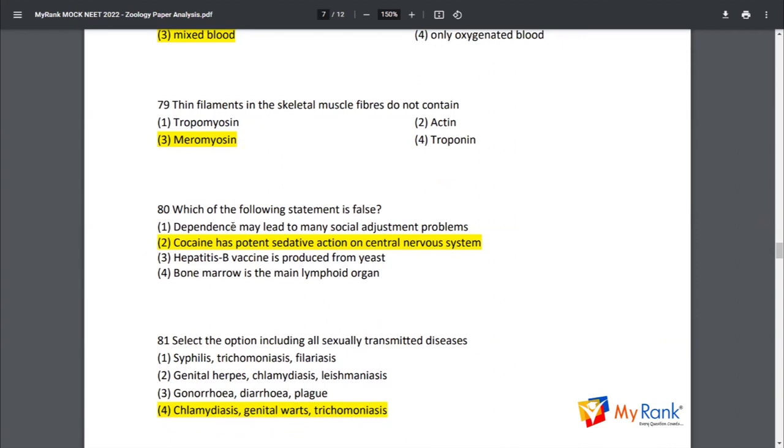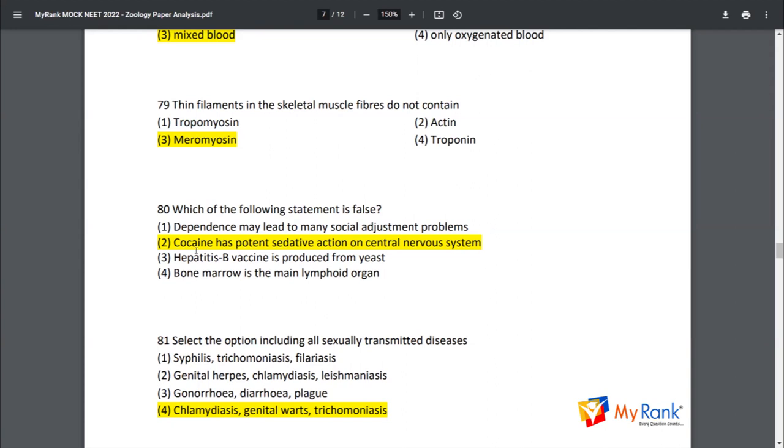Dependence means depending upon any source or any drug, getting addicted or getting leaned towards the usage of any particular material, which can impose socially adjusting problems. This is a correct statement.